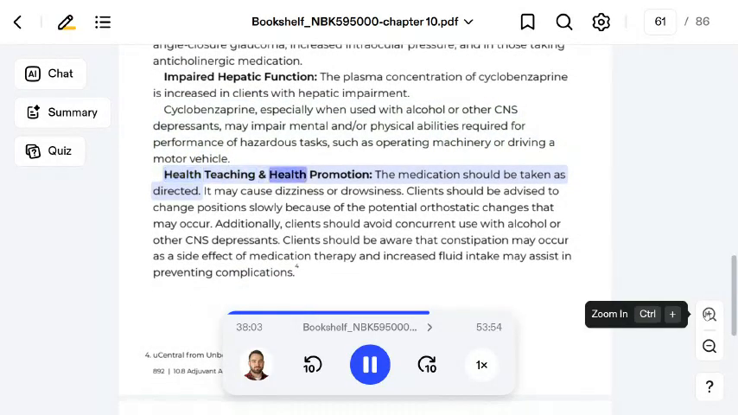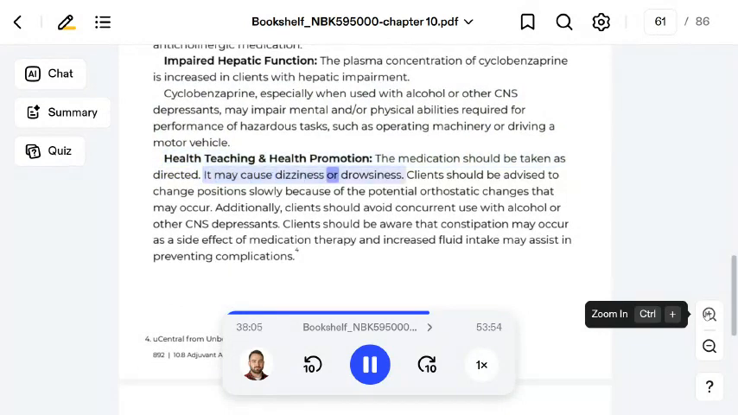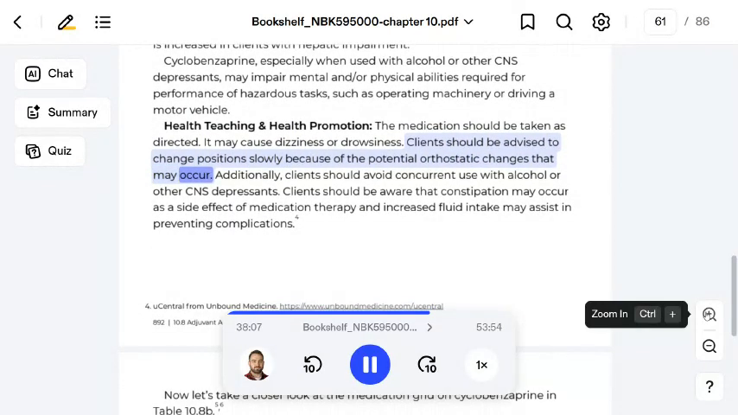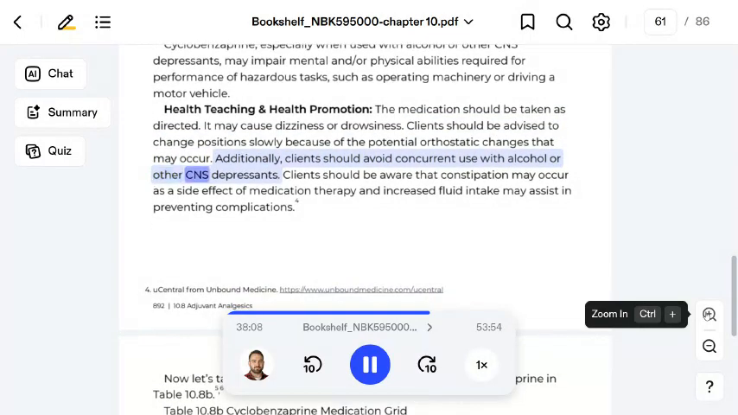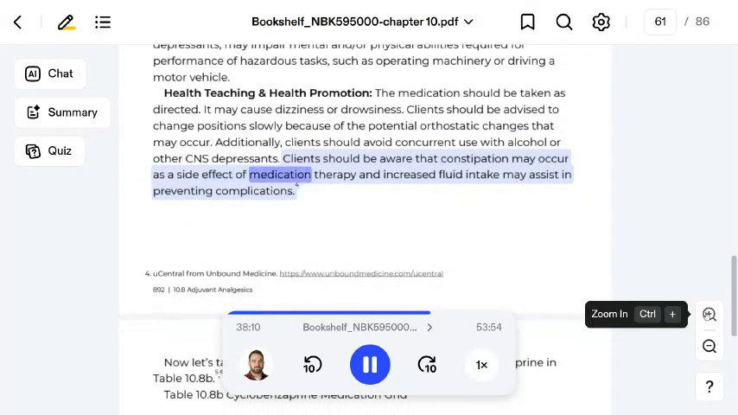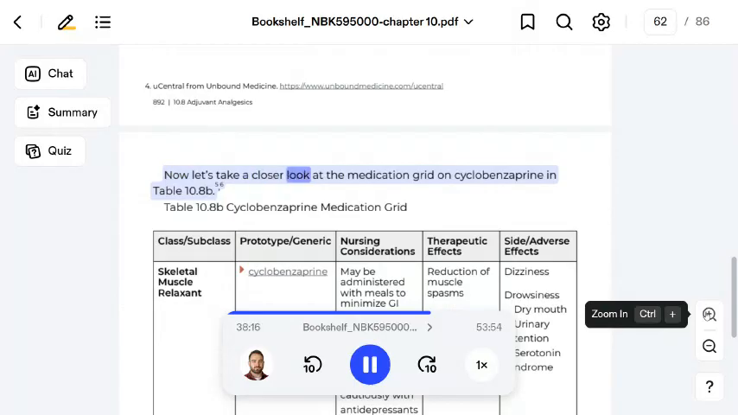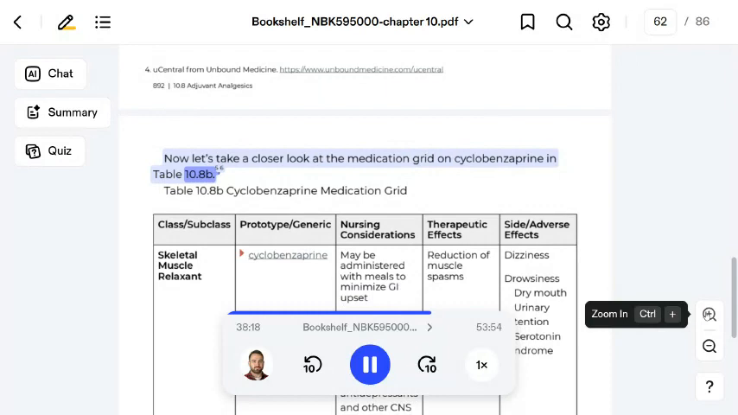Health teaching and health promotion. The medication should be taken as directed. It may cause dizziness or drowsiness. Clients should be advised to change positions slowly because of the potential orthostatic changes that may occur. Additionally, clients should avoid concurrent use with alcohol or other CNS depressants. Clients should be aware that constipation may occur as a side effect of medication therapy, and increased fluid intake may assist in preventing complications. Now let's take a closer look at the medication grid on cyclobenzaprine in Table 10.8b.